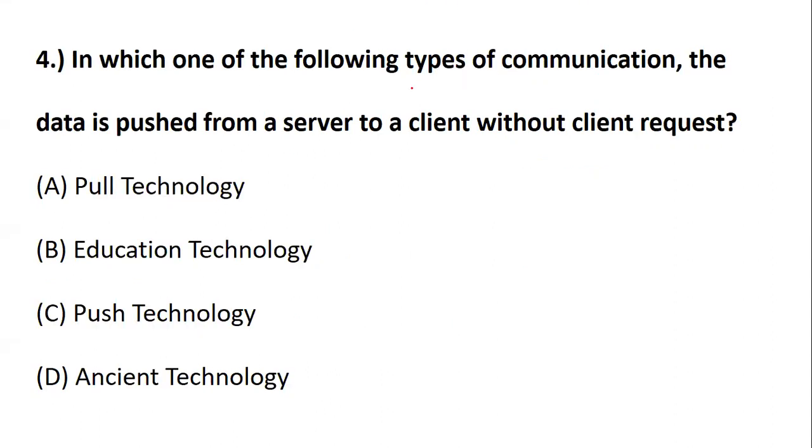In which of the following types of communication is the data pushed from a server to a client without a client request? Now, see, this is simple, they have straight away given you the meaning. So you have to tell which of them is a type of communication. You can call them a method or a type. It says that it is directly pushed from the server to the client without a client request.